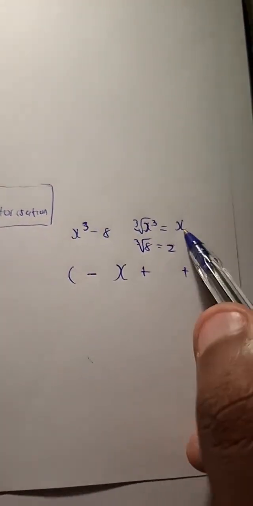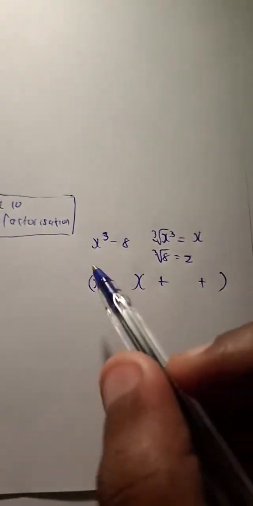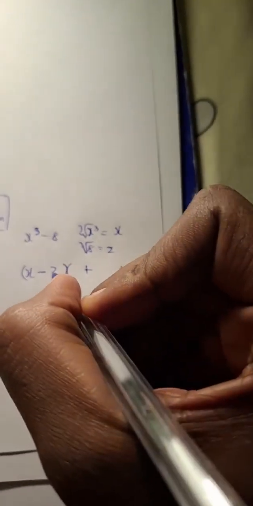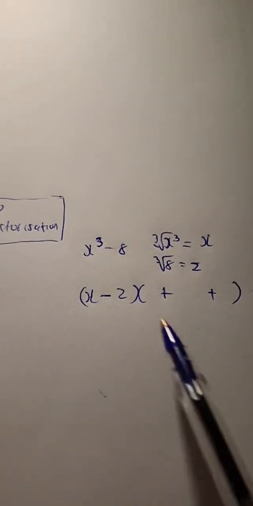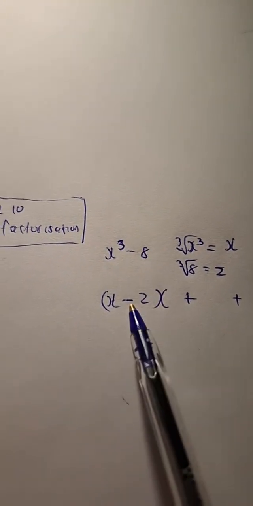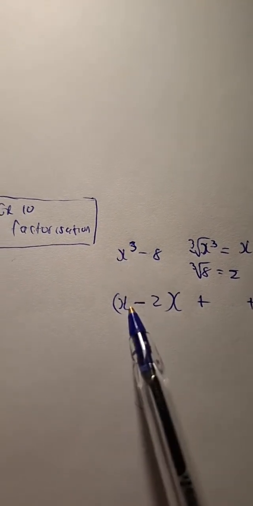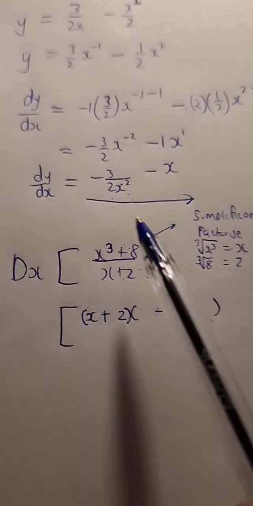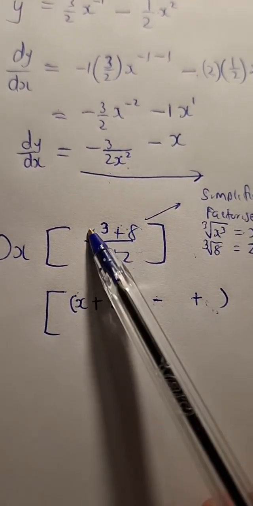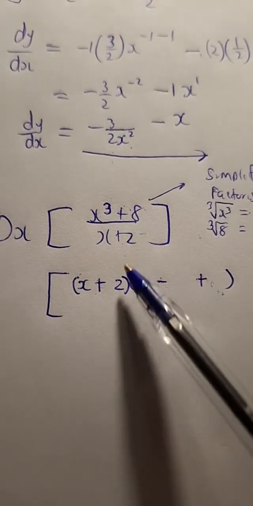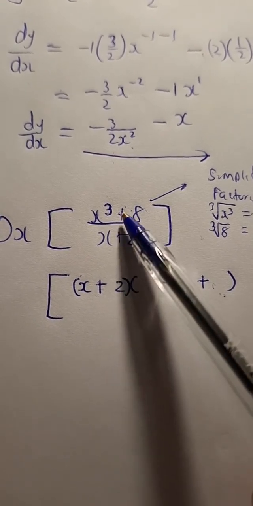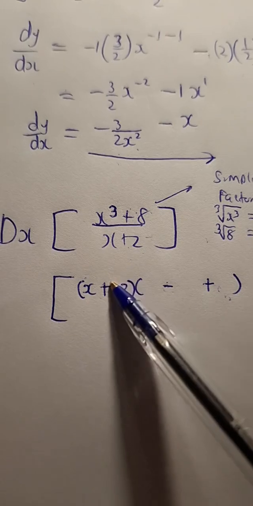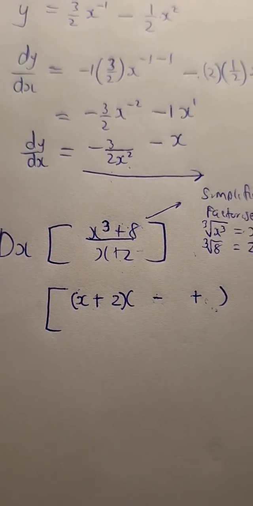Then of course, what is the cube root of x cubed? It's x. What's the cube root of 8? It's 2. So in your first bracket, the cube root of x cubed is x, the cube root of 8 is 2, and the minus sign is the minus sign here. If you had a plus sign, the cube root of x cubed is x, the cube root of 8 is 2, and the plus sign is the same plus sign you write there.